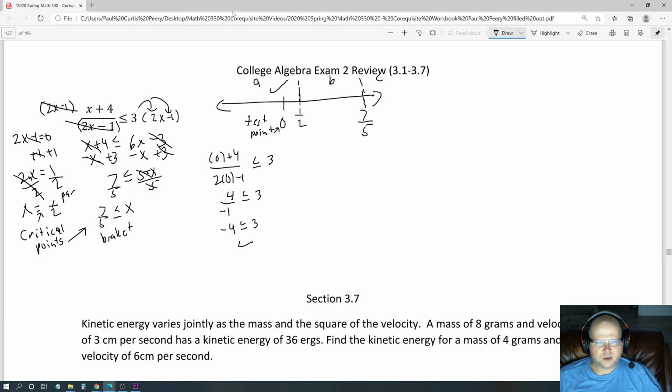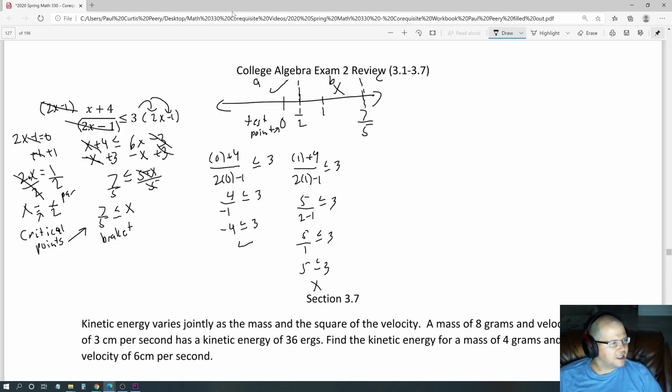So I want to pick a point somewhere between here. 1 would be an easy thing to plug in, so I'm going to plug in a 1. Okay. So 4 plus 1 is 5. 2 times 1 is 2. 2 minus 1 is 1. And 5 divided by 1 is 5. Okay, so would you say 5 is less than or equal to 3? No, we would not. 5 is greater than 3, so that doesn't work. So this is a big X. Okay, let's move on to the next one over here.